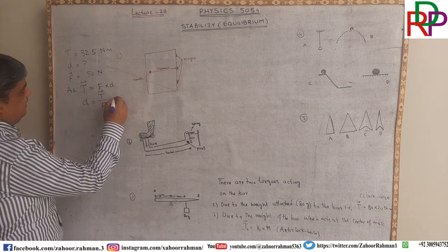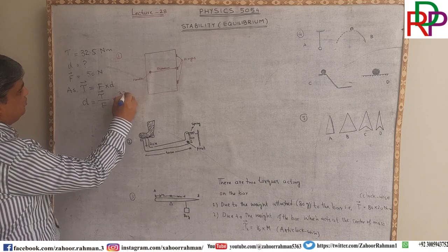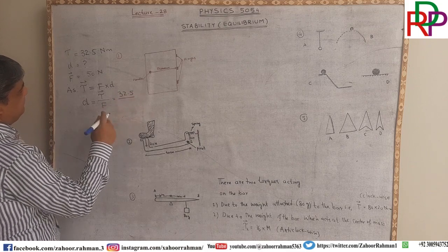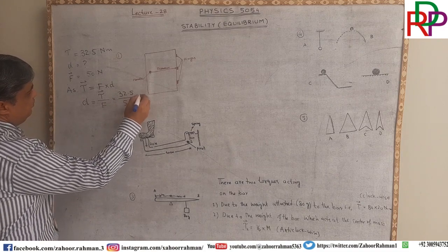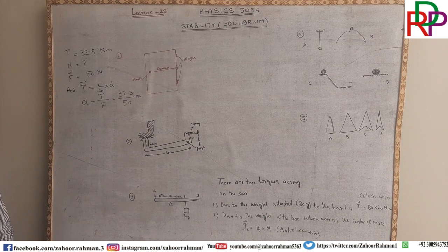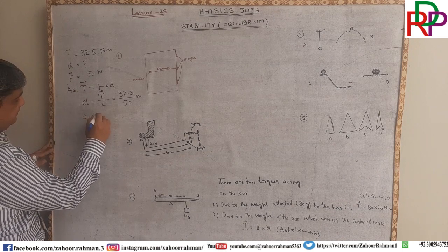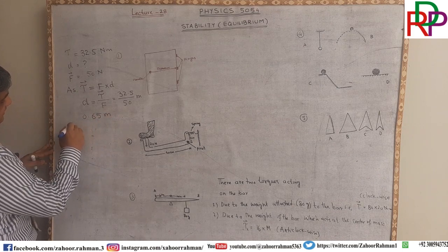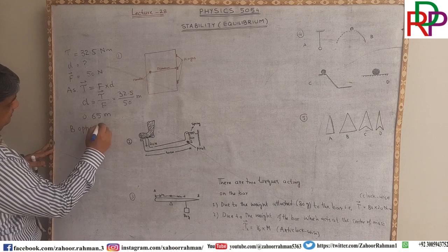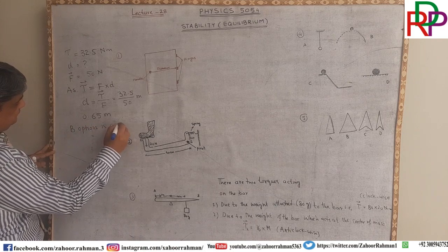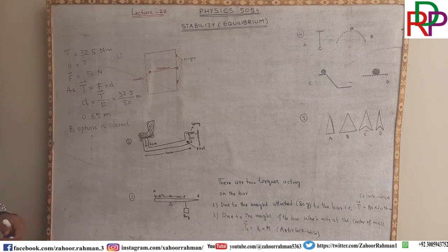Now we have to put the values: 32.5, and then 50, and that will be in meters. When we calculate it, it comes out to be 0.65 meter. 0.65 meter, and option B is the correct one because this option is given. So option B is the correct one.